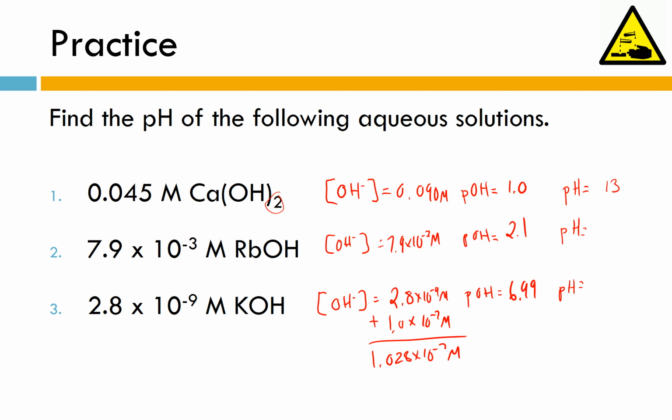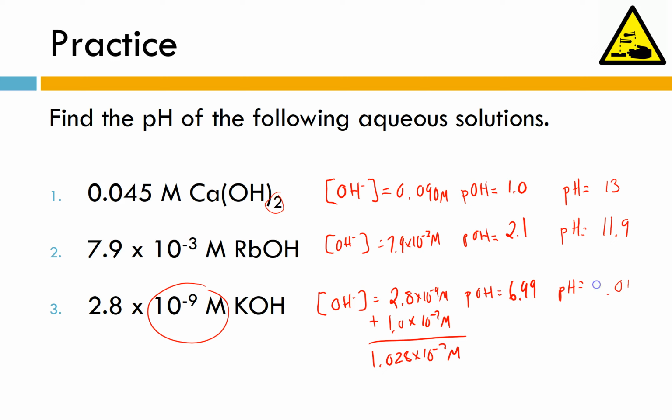If we look at rubidium hydroxide, just a single OH minus ion, so the concentration of the hydroxide is equal to the concentration of the base. Plug in, you get a pOH of 2.1, and therefore a pH of 11.9. And careful with question 3. We've got a really dilute solution of potassium hydroxide. Just like with the last question in the acids practice problems, you have to add, in this case, the hydroxide ion that comes from water. So it's always adding the same number, 1 times 10 to the negative 7th molar. This has a pretty substantial impact on the concentration of hydroxide ions. I end up with a pOH of 6.99 and a pH of 7.01.